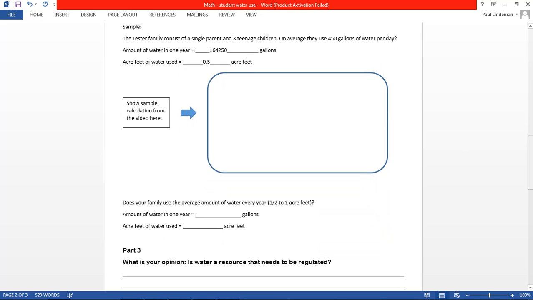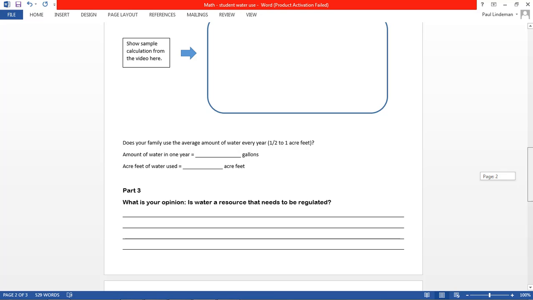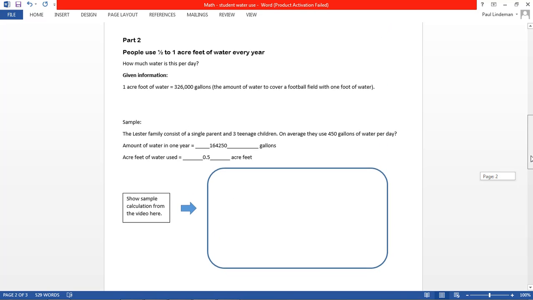So you're going to do the same thing, but you're going to do it for you, where you would take your water use, multiply it by 365, then you'll divide it by 326,000, and that'll give you your acre feet. Then you're going to go ahead and give me your opinion. What is your opinion? Is water a resource that needs to be regulated?